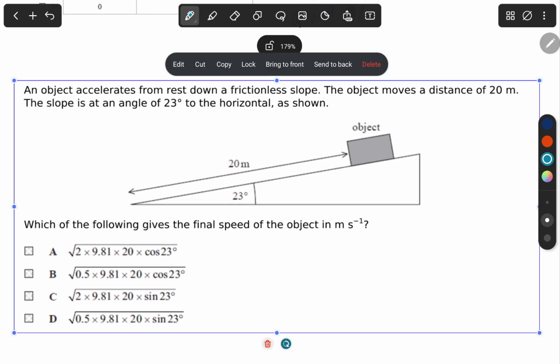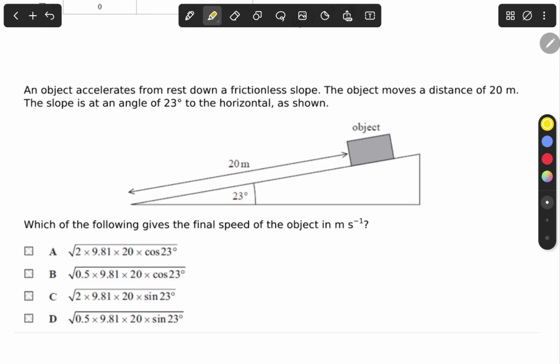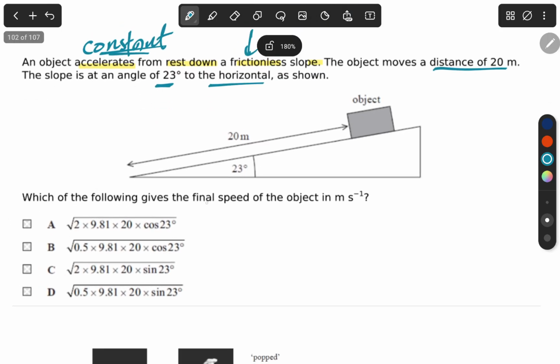Okay, next question. An object accelerates from rest down a frictionless slope. Why is it frictionless? So that our acceleration can be constant. Remember that. Frictionless. When friction is not there, acceleration is constant. The object moves a distance of 20 meters at an angle of 27 degrees to horizontal. What gives the final velocity?